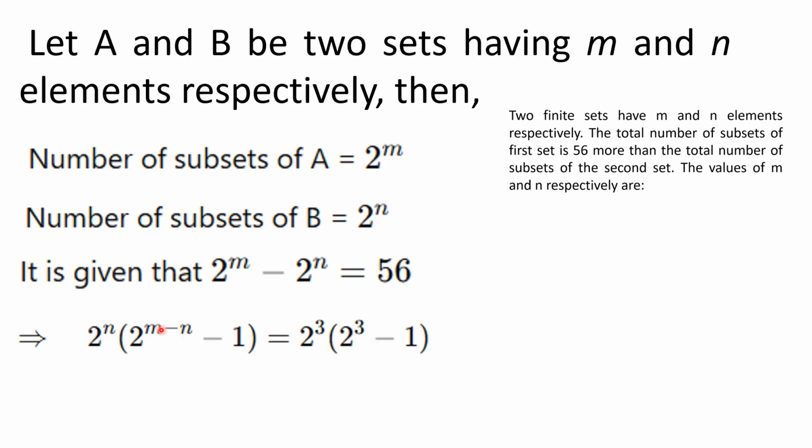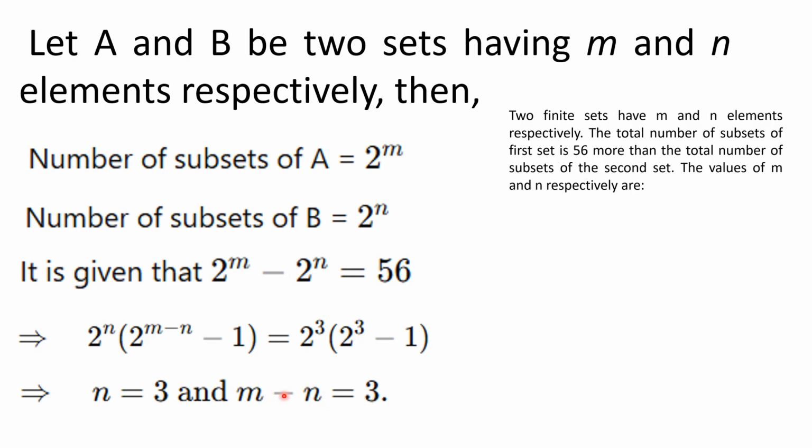Now let us compare left hand side and right hand side. We have 2 to the power of n is equal to 2 cube. Therefore, n is equal to 3. Similarly, m minus n is equal to 3 here. Hence, n is 3 and m minus n is equal to 3.